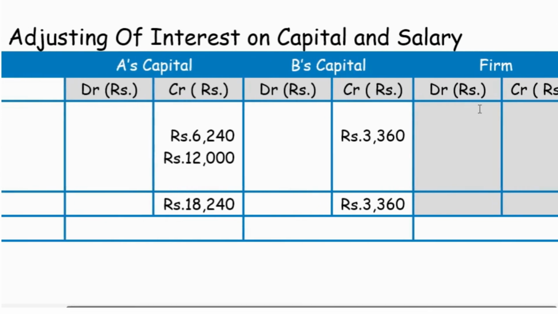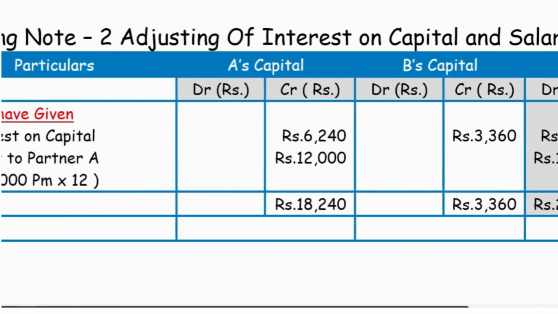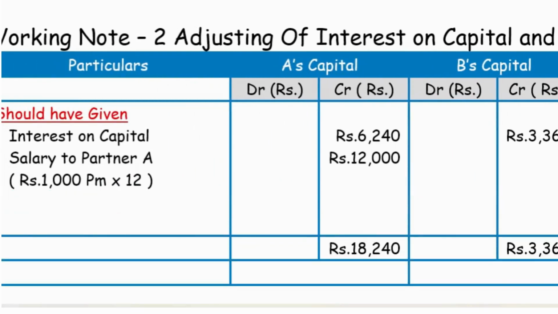If they are to receive, they get a credit in their account, and it becomes a debit in the firm's account. So the firm is debited, and here it is 21,600. Sorry, 12,000 for partner A, so totally the firm should be debited with 21,600. This is the total of the interest on capital and the partner's salary, which they have not been given. Without considering this 21,600, the entire 30,000 annual profit was distributed to partners A and B. That money is to be received back from the partners. They have to give back to the firm.